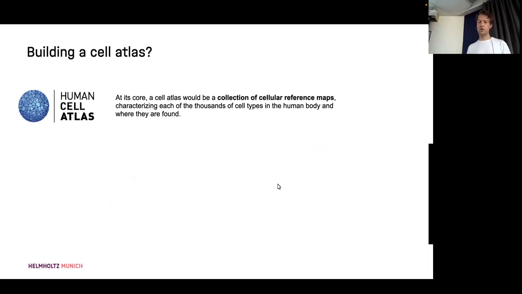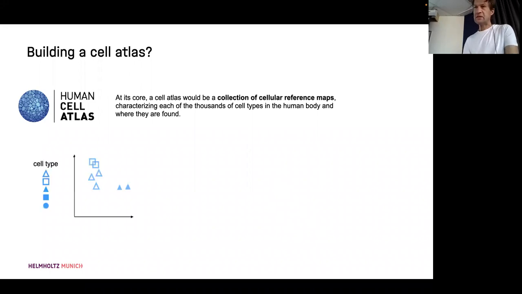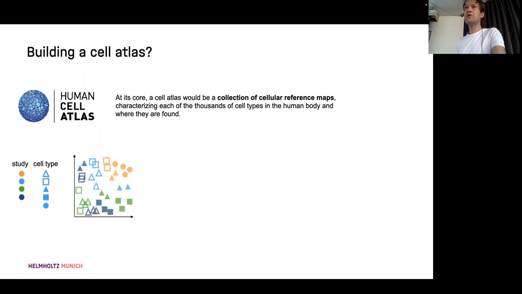But I don't want to talk so much about that. Happy to follow up later. But I want to mention a bit how we build a cell atlas. In HCA, in our white paper, we just said we want to build a collection of cellular reference maps characterizing all these variations. So what's the problem then? Typically, if you do one study, it looks like that: find clusters, call those cell types. But if you do multiple, it usually looks like that.